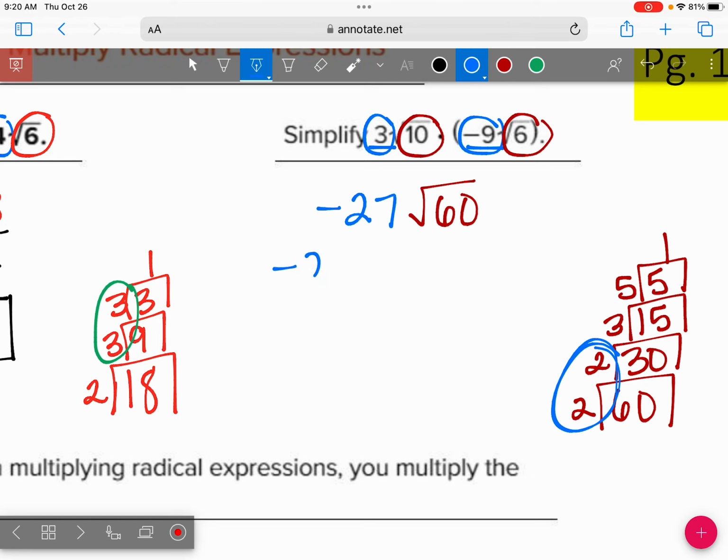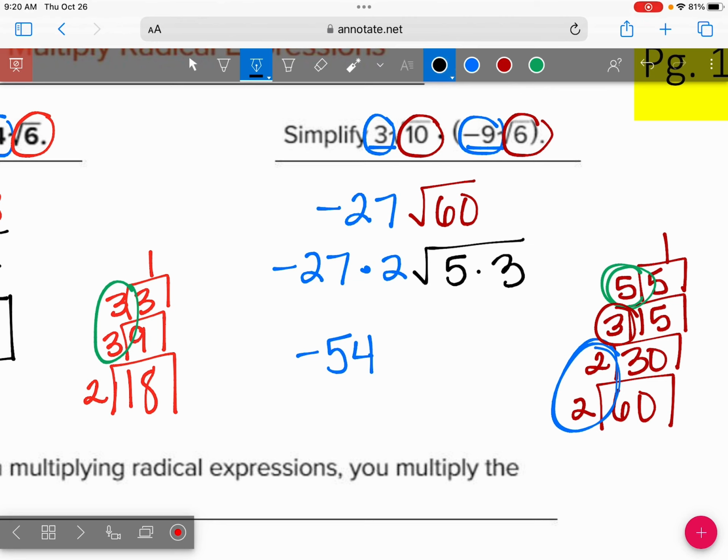So along with the 27, I also now have a 2. And then underneath the square root, I have 5 and a 3. So 5 times 3. So pick up your calculators, multiply these two numbers in the front. So negative 27 times 2 would be negative 54. And then when I multiply what's underneath the radical, that would be 15. And that is your final answer.